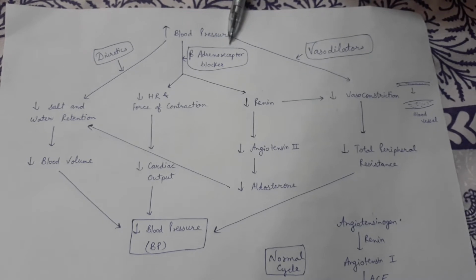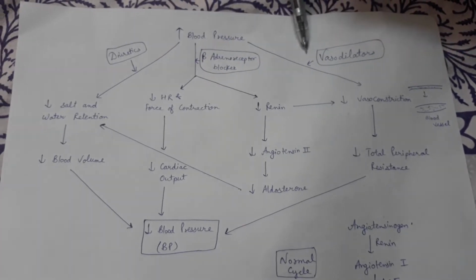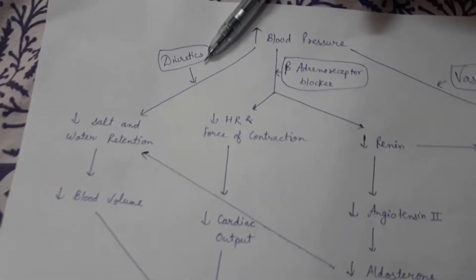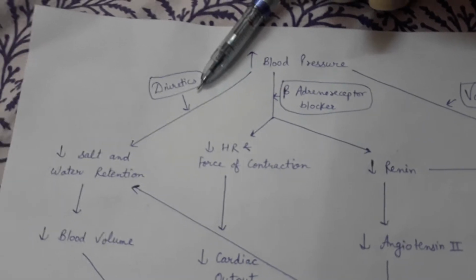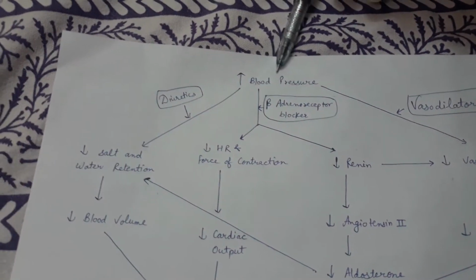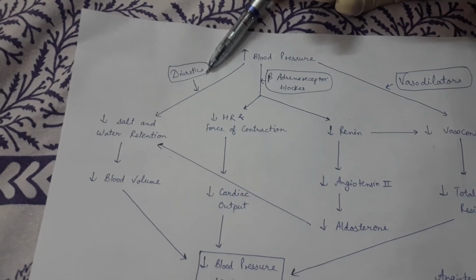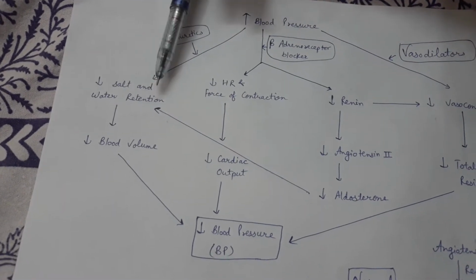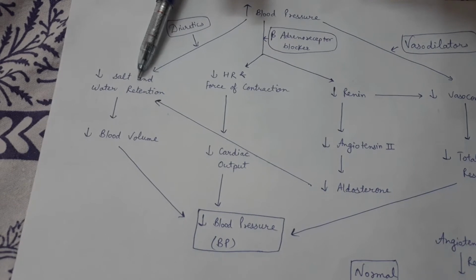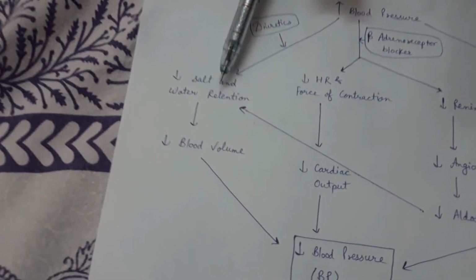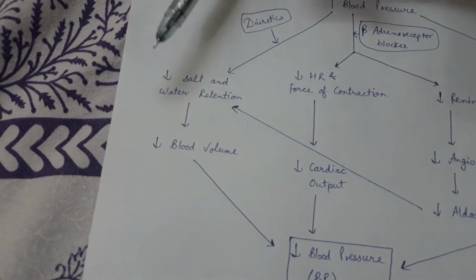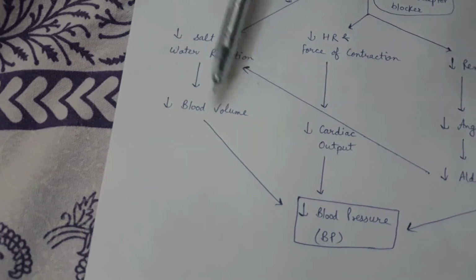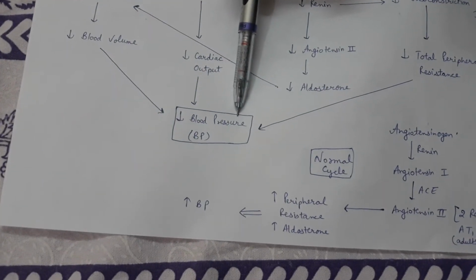This is the schematic representation of these three important classes, showing how they decrease the blood pressure. First we discuss how diuretics decrease the blood pressure. Suppose the blood pressure is increased, and by using diuretics like thiazide or potassium sparing diuretics, they decrease salt and water retention. By decreasing the salt retention, in order to maintain the osmolarity, water also goes outside. This decreases the blood volume, and ultimately decreases the blood pressure.